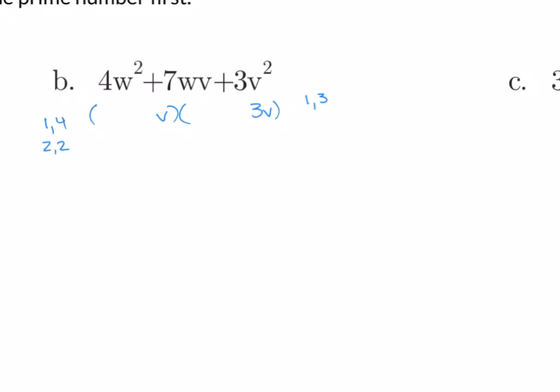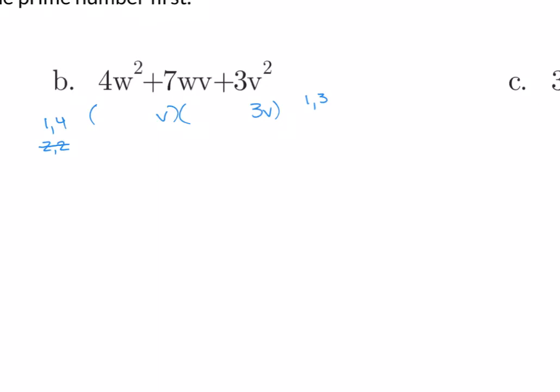I got two options. Now, if I look at my problem again, I notice that my middle number is odd, which means that I do not want a pair of even numbers. That leaves me with the 1 and the 4. So now, where do I want to put them?